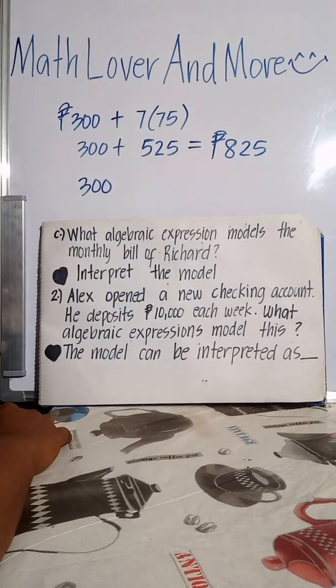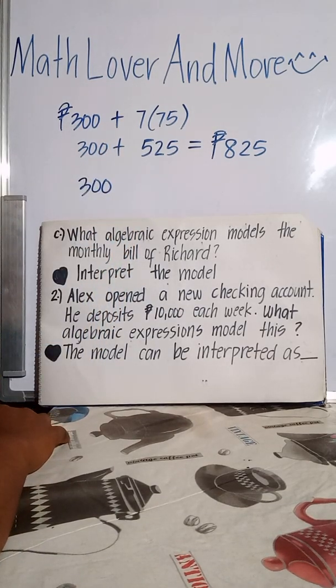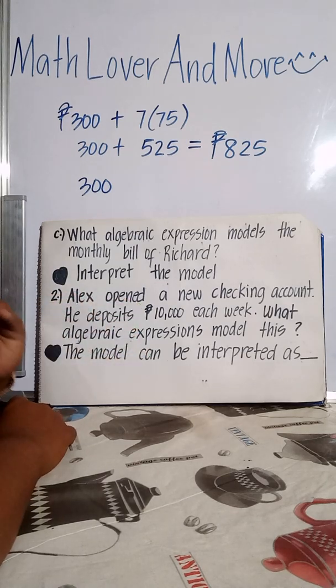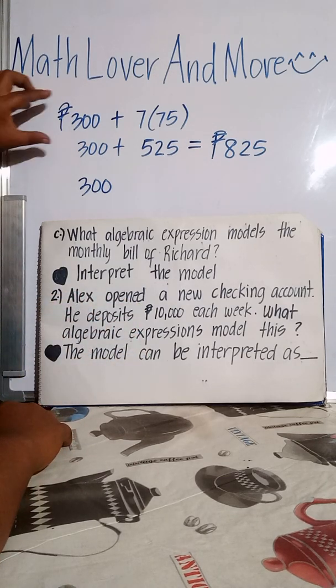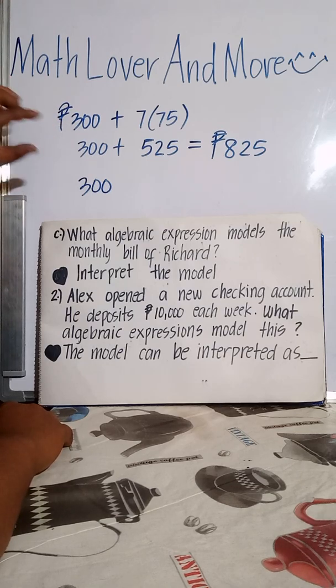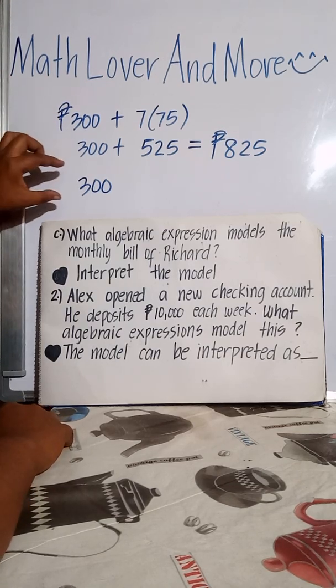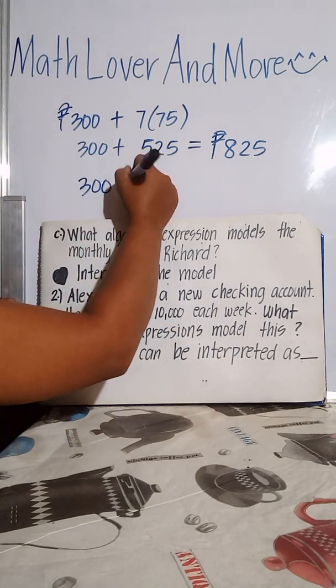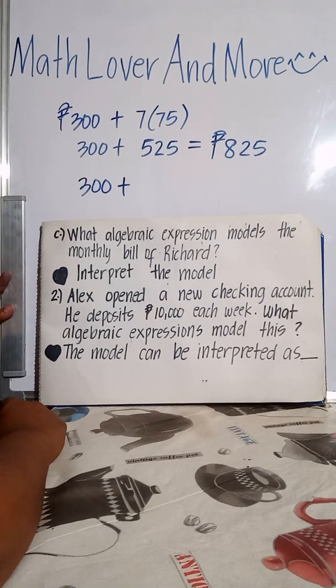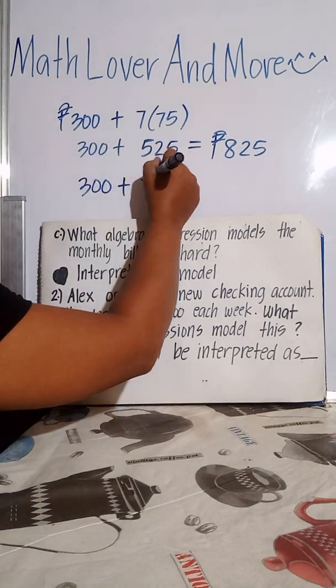So when you model algebraic expression, to model real life situation using algebraic expression, you first analyze the given. So we analyze that 300 is a constant. We will always have to pay that every month. Richard always needs to pay that. So you will have to put 300 plus, it says there that for every minute, Richard needs to pay 7 pesos. So 7 is also a constant number. So we have 7 here.